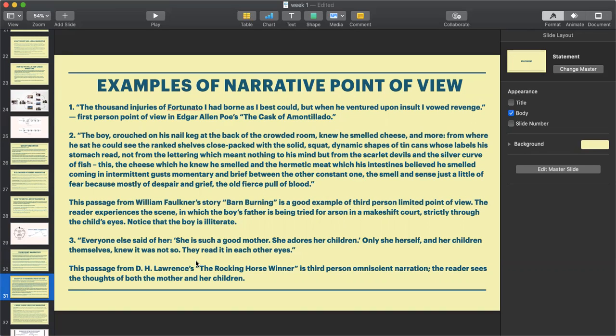Only she herself knew, and so only she herself and the children themselves knew it was not. They read it in each other's eyes. So here the writer is talking about the feelings of the mother, the feelings of the children. Got it? So this is how viewpoint narrative is when you are talking about someone else's feelings, someone else's emotion.